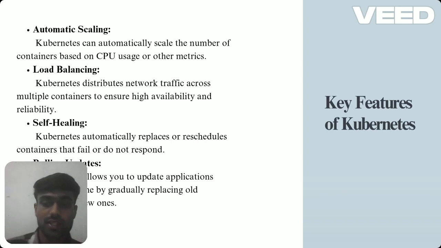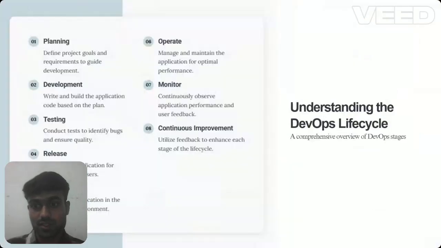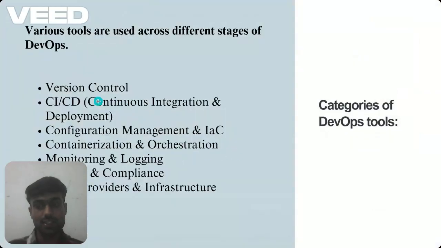Then there are rolling updates. Kubernetes allows you to update applications with zero downtime by gradually replacing old containers with new ones. So these were some of the key features of Kubernetes. In this part we have seen up to containerization. We have covered version control, CI/CD, configuration management and IaC, and containerization and orchestration. In the next part, we will cover the next three categories.